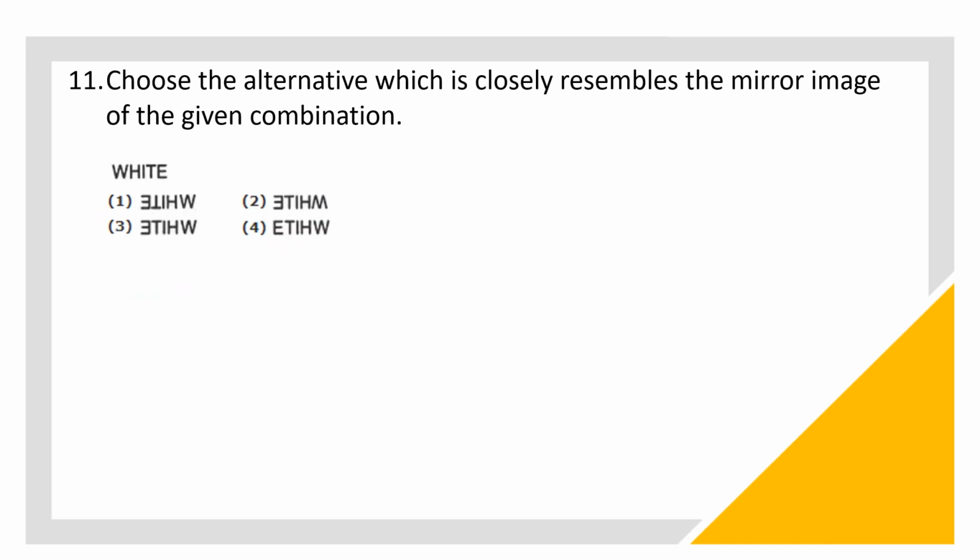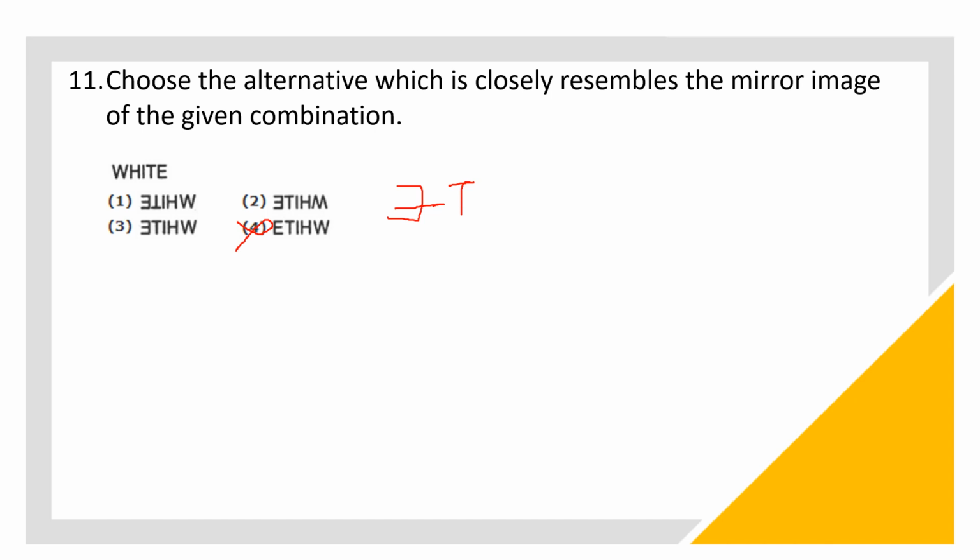Okay. Next. What is the mirror image of white? So first what will come? E, T, I, like that. So the mirror image of E is this. So observe all options. In the fourth option, the first letter E is the original image, not a mirror image. So option 4 is not. So 1, 2 and 3. Check. E is a mirror image. Okay. T. T is identical.